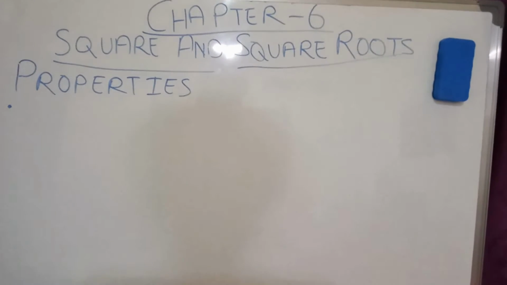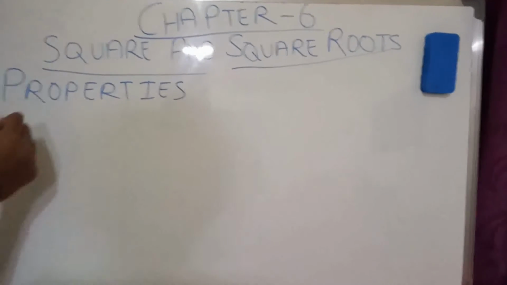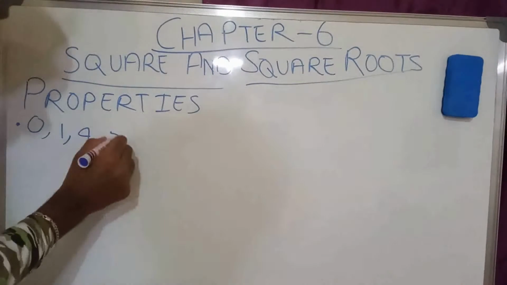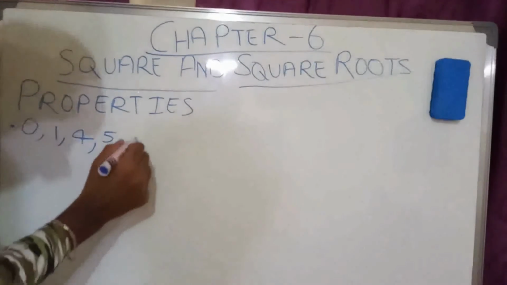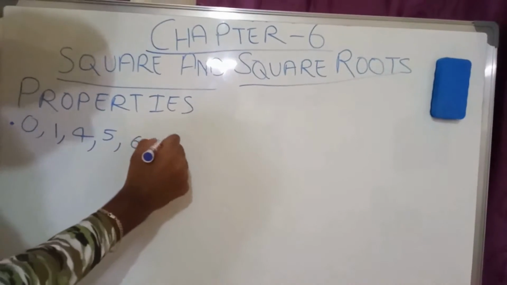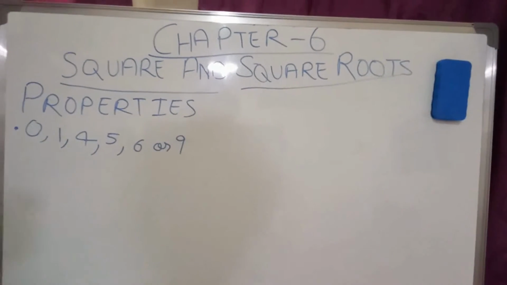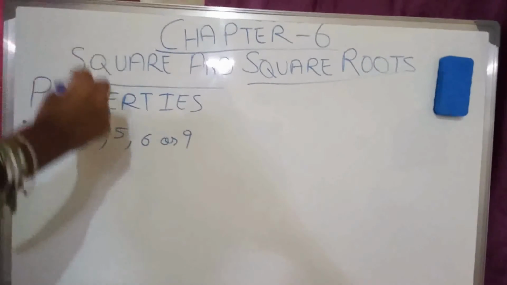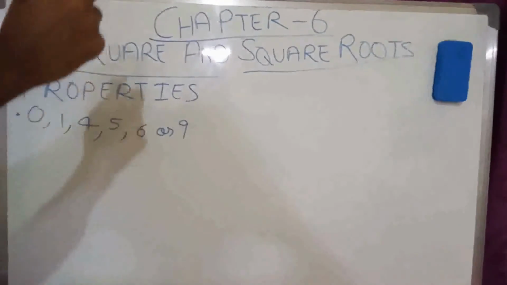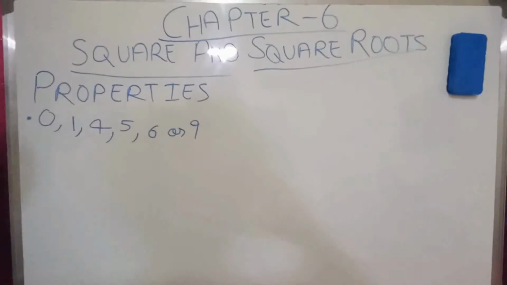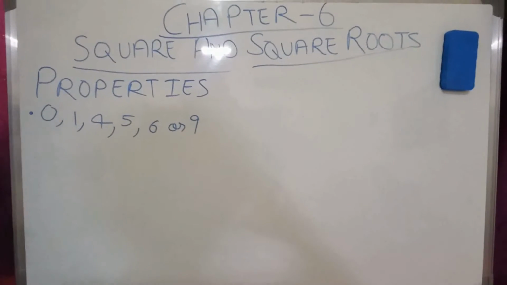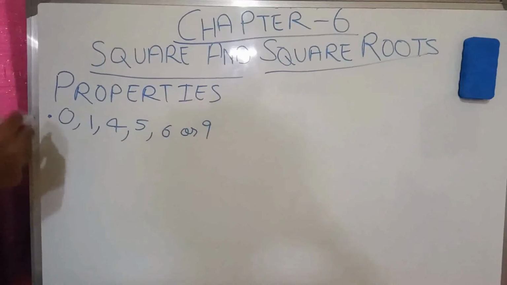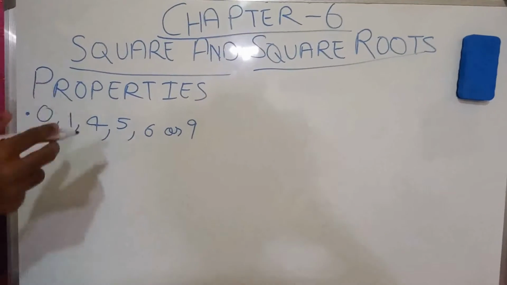So first is 0, 1, 4, 5, 6 or 9. If a number ends with 0, 1, 4, 5, 6 or 9, then it can be a square number. That is, there are chances for a number to be square if it ends with 0, 1, 4, 5, 6 or 9.